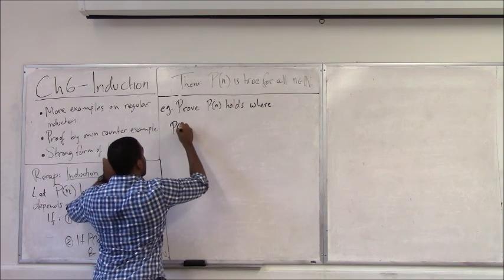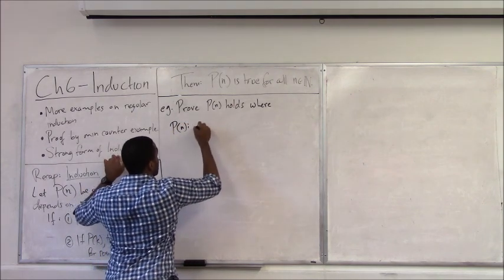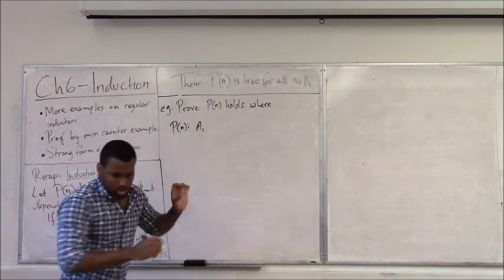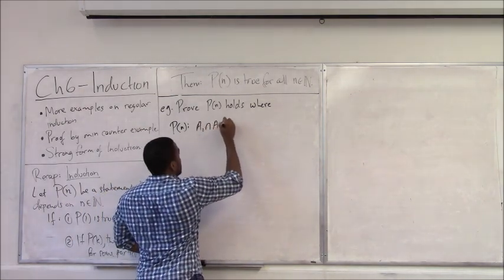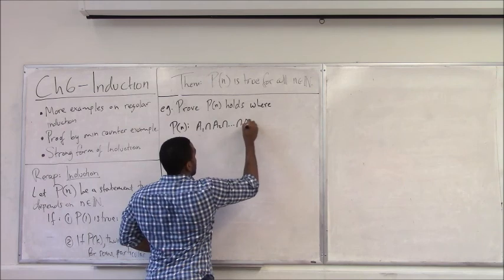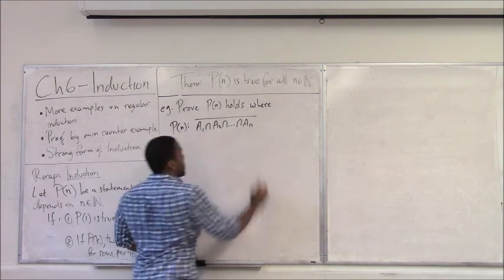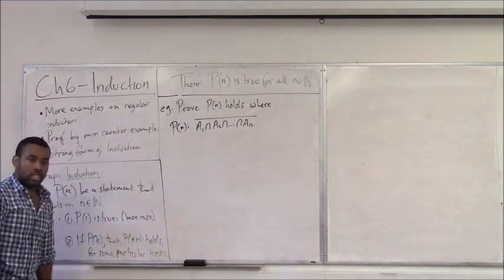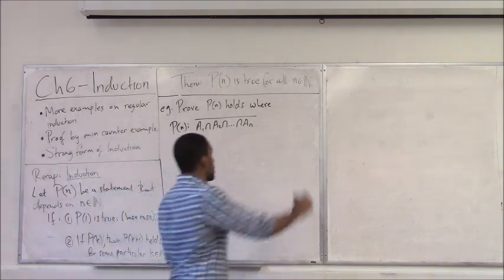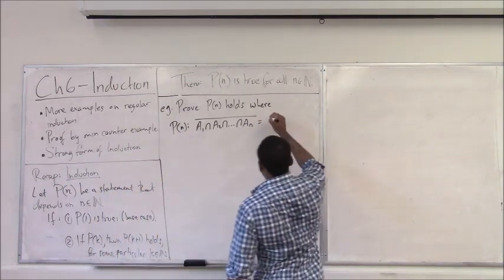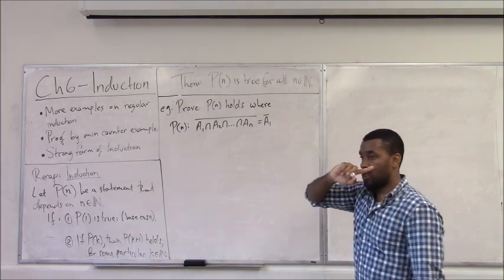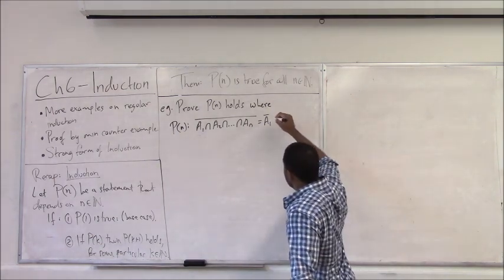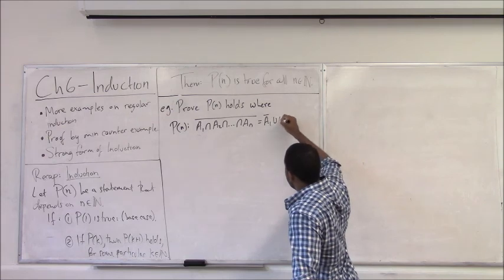So P of n is the statement that A1, I don't remember which law I extended, but it's going to be similar. Intersect A2. If I take the complement of the intersection of a finite number of sets, it will be equal to, what do you expect it to be equal to? The union of the complements individually.